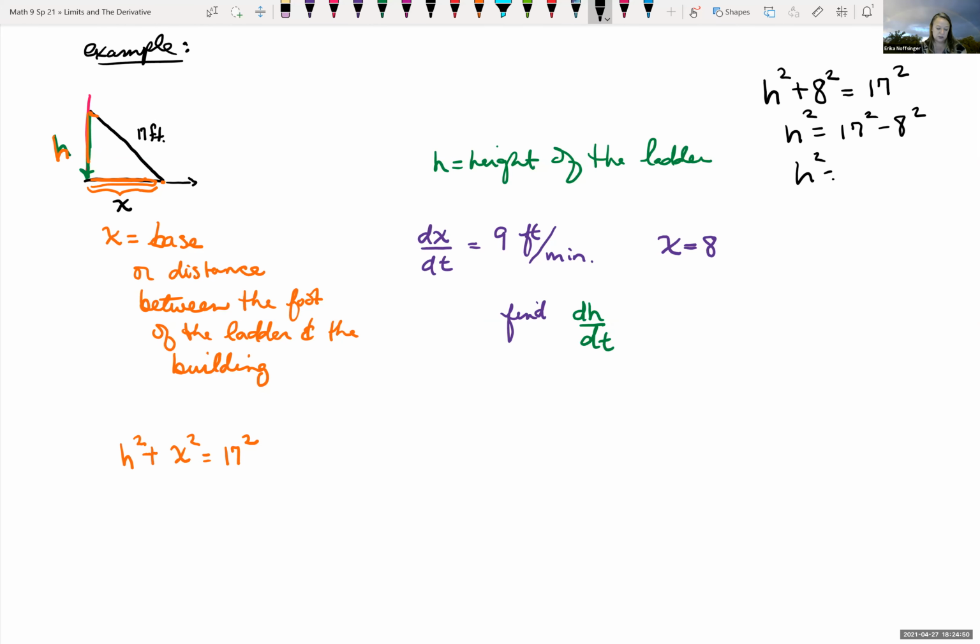Well, 17 squared gives us 289, minus 64, which is 225. And if we take the square root of both sides, and it wouldn't make sense to use the negative because we're talking about height, the square root is going to give us back 15.